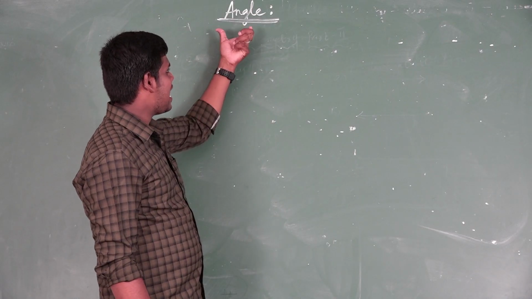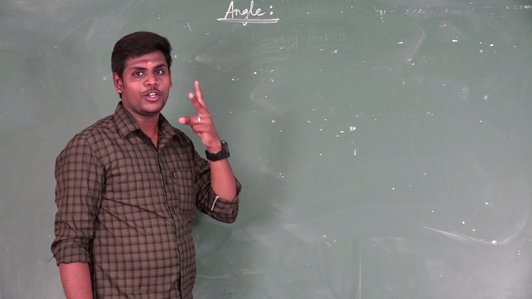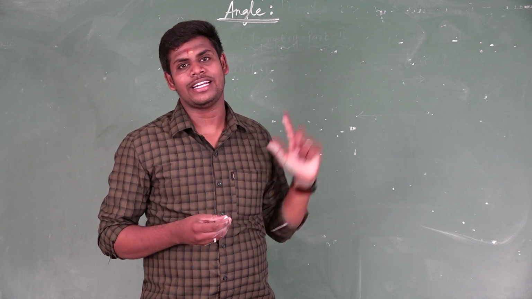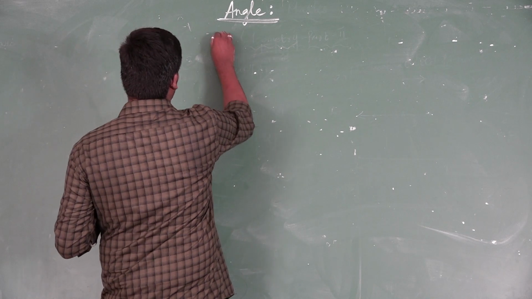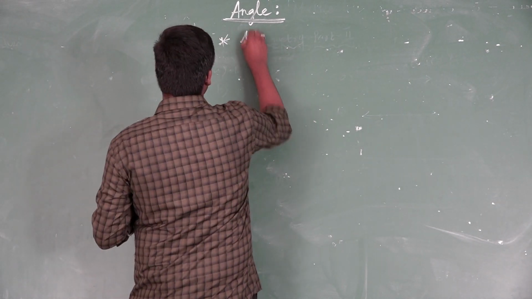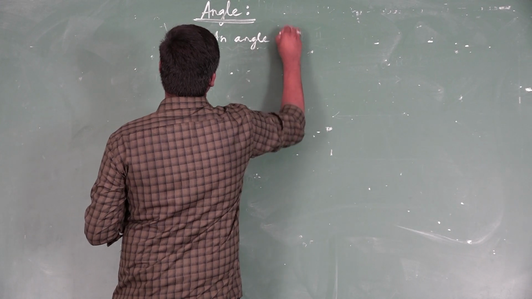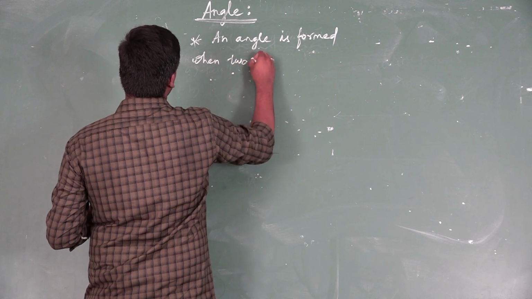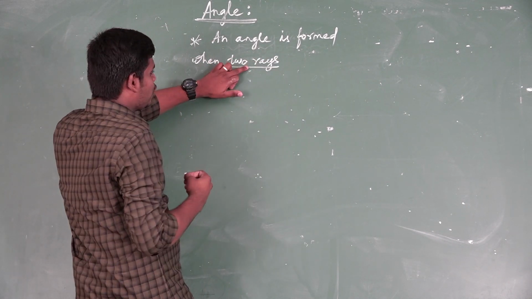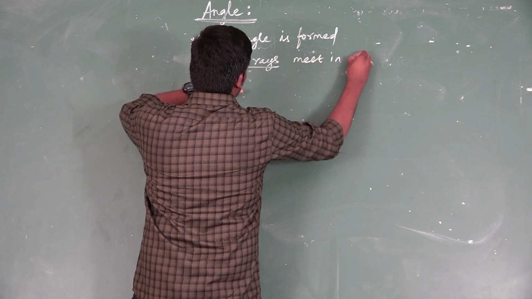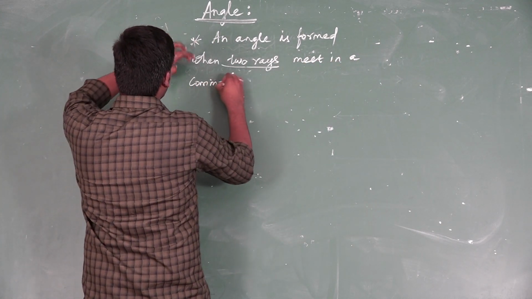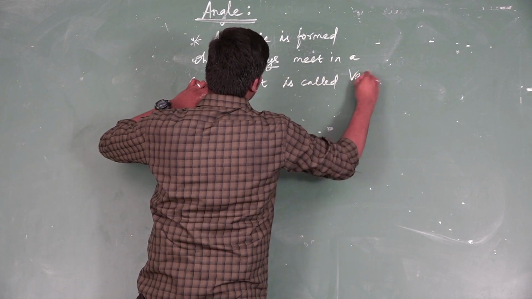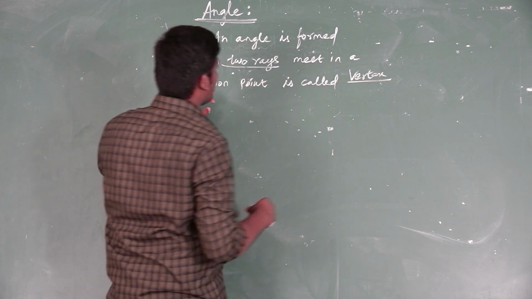The next topic is angle. An angle is formed when 2 rays meet at a common point, which is called a vertex. We will write the definition for the angle and the vertex. An angle is formed when, how many rays? Very important: 2 rays meet at a common point. That common point is called a vertex.